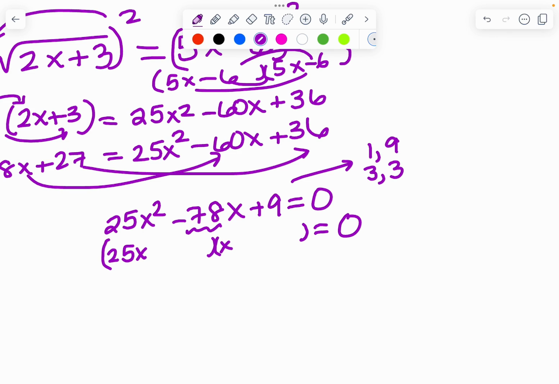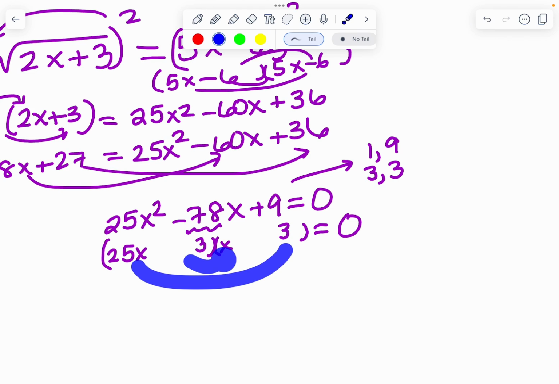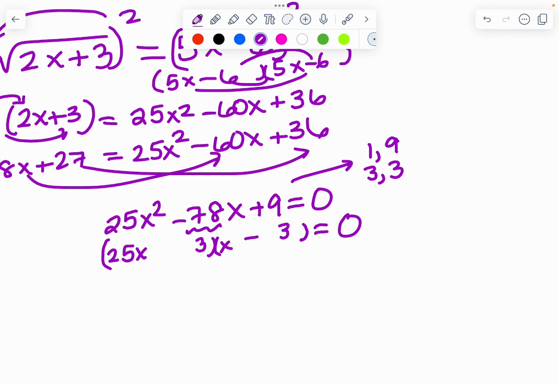Now, if we just think about it, we need 78. Well, we know that 3 times 25 is 75. So if we break this down as 3 and 3, I get 75. Oh, and I get 78. If both of these are negative, then here, this is going to be positive 9. So right here, this works out.